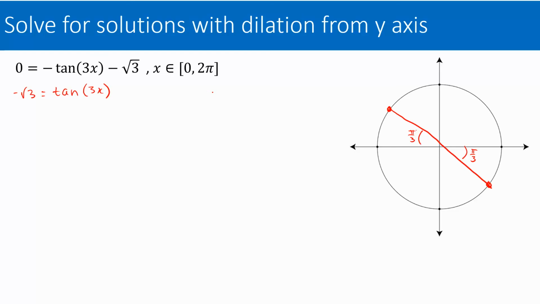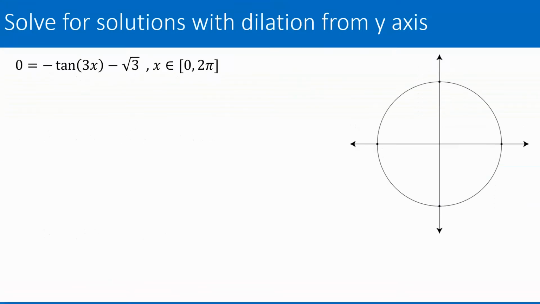And 3x changes to 0 to 6 pi. Therefore, saying at 0, pi.